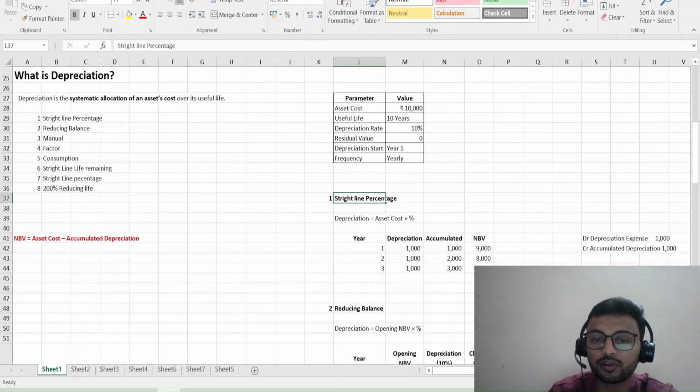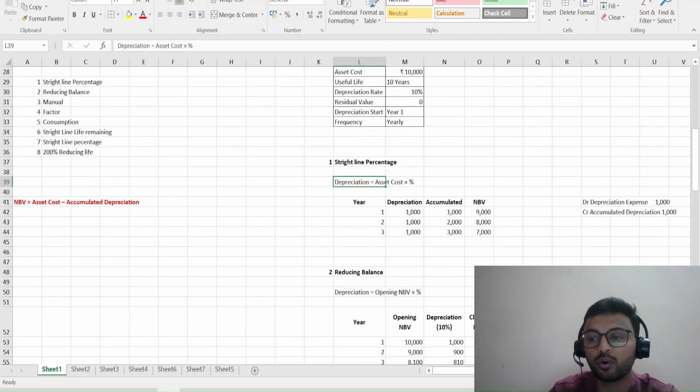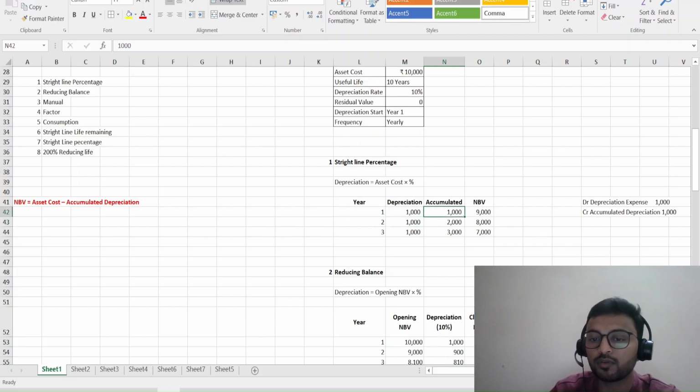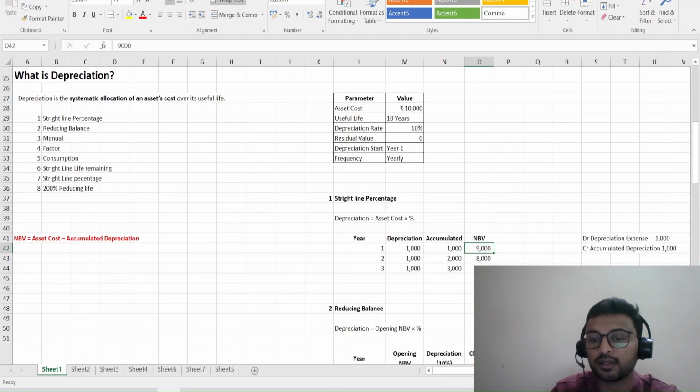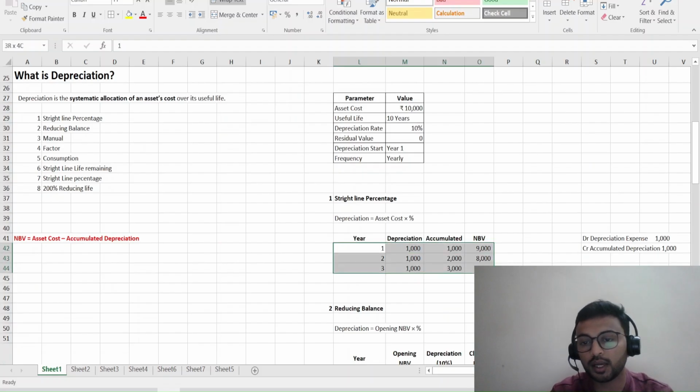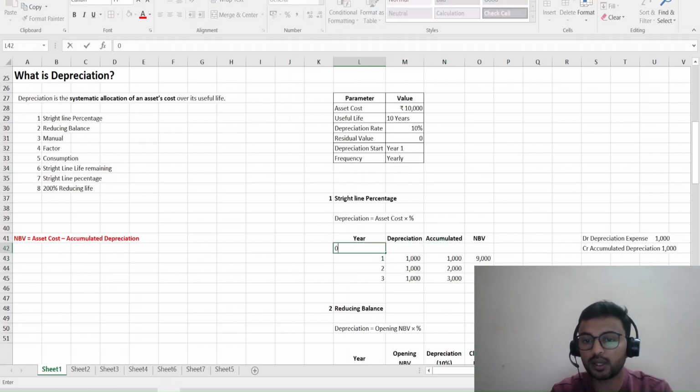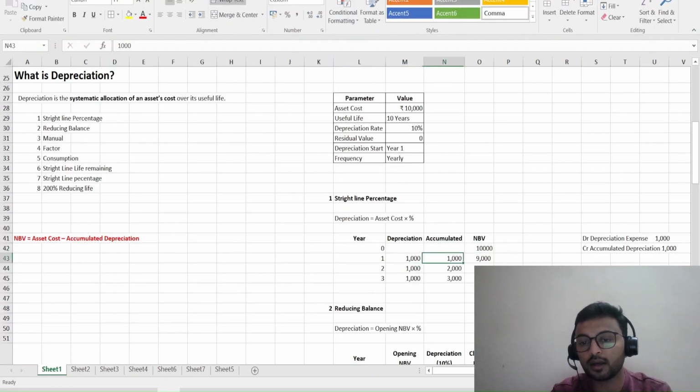Okay, then how will straight line percentage work? Both are similar. I'm not going into the detail, but you can see here that 1000, 1000, 1000 is the depreciation. Accumulated depreciation will increase every year, and the net book value will decrease. Let's understand year 0: I have purchased this asset at 10,000, and now every year it is reduced by 1000, so my net book value will decrease. So that's how it will work for the straight line method.